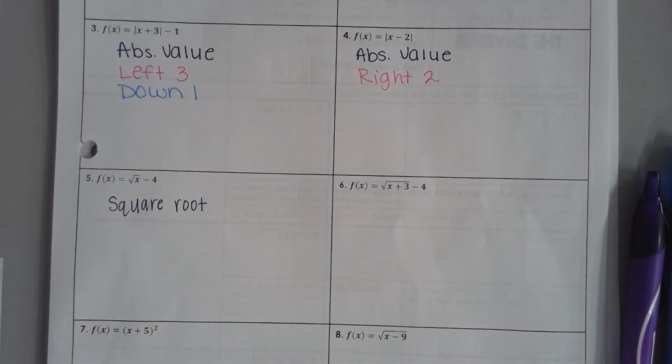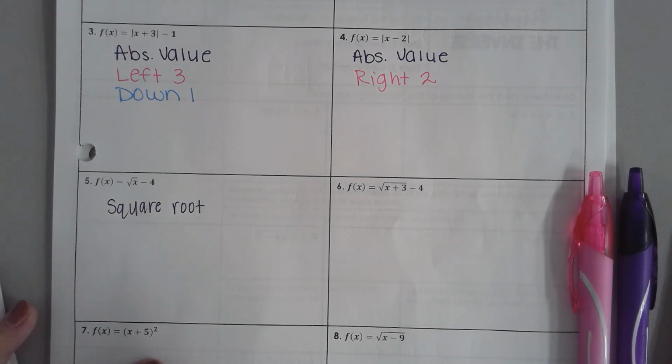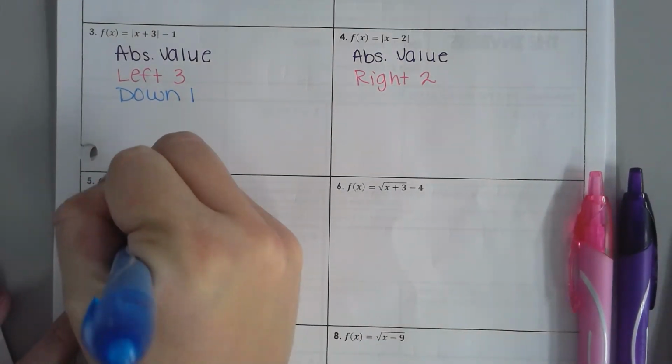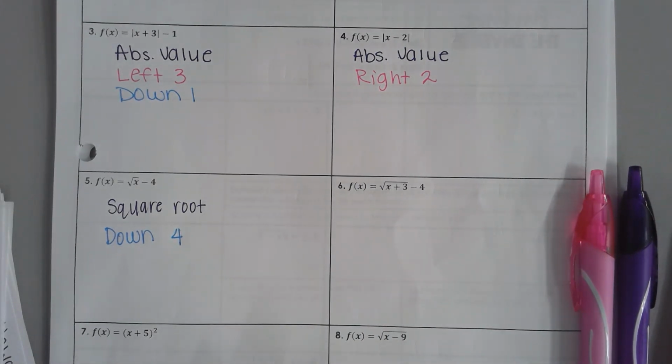So Lincoln, what does a -4 on the outside do? Goes down 4. Down 4, yep. Down, and then because it's -4, it's down 4.